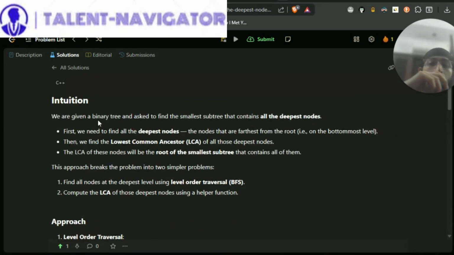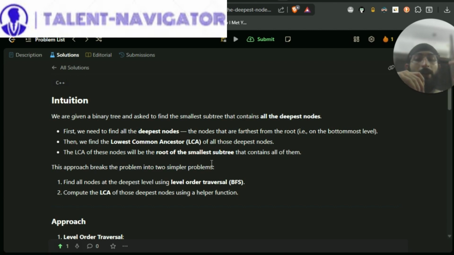So the intuition is that we are given a binary tree and asked to find the smallest subtree that contains all the deepest nodes. First we need to find all the deepest nodes, that is the nodes that are farthest away from the root, on the bottommost level. Then we find the lowest common ancestor, LCA, of all those deepest nodes, right? We are finding the lowest common ancestor because the LCA of these nodes will be the root of the smallest subtree that contains all of them. So it breaks the problem into two simple problems.